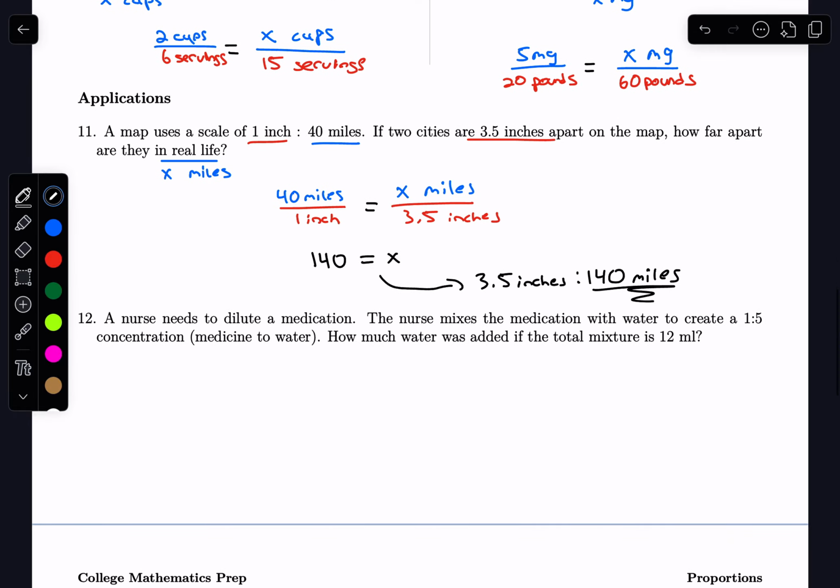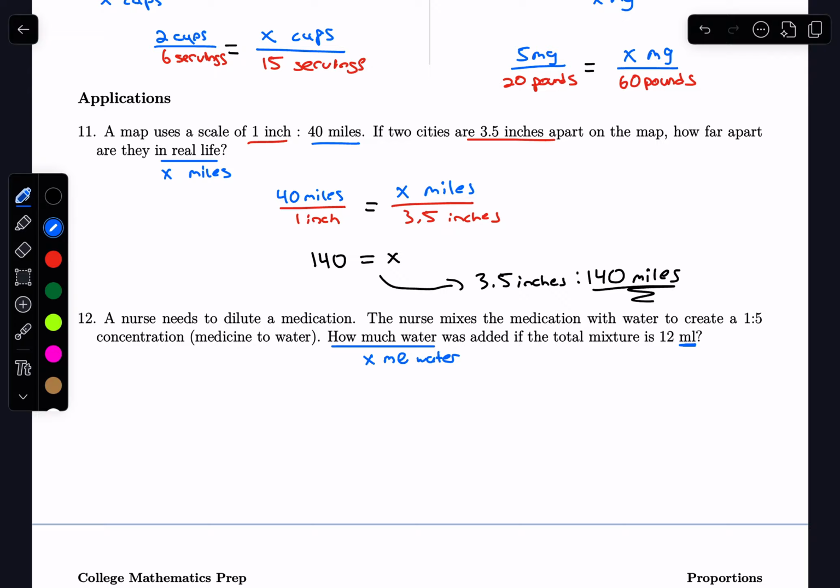Number 12, a nurse needs to dilute a medication. The nurse mixes the medication with water to create a 1 to 5 concentration, where it's 1 medicine to 5 water. How much water was added if the total mixture is 12 milliliters? So we are solving for how much water, and it gave us the tip at the end here that we're using milliliters. Okay, so we are solving for x milliliters of water.